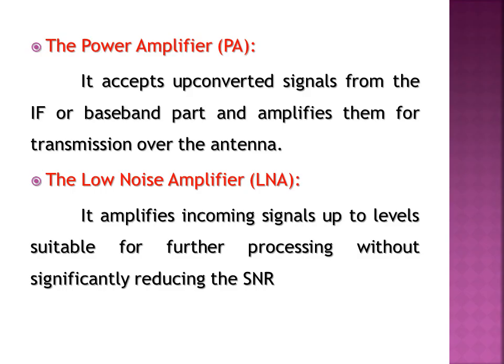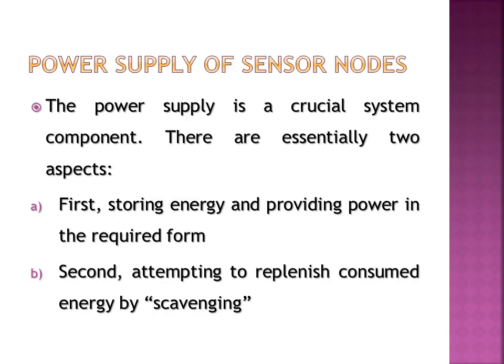The power amplifier accepts up-converted signals from the IF or baseband part and amplifies them for transmission over the antenna. The low noise amplifier amplifies the incoming signals up to levels suitable for further processing without significantly reducing the SNR.